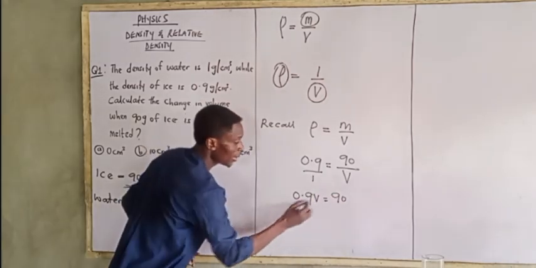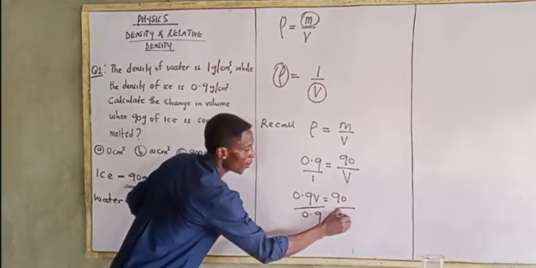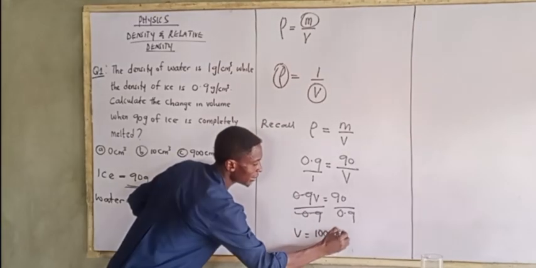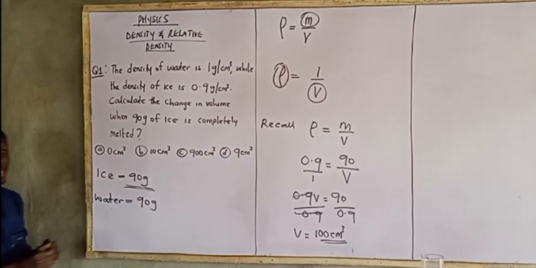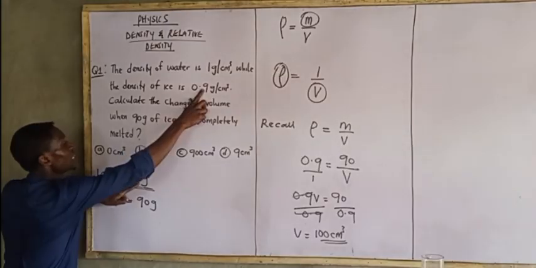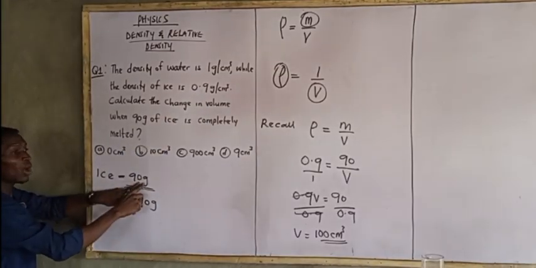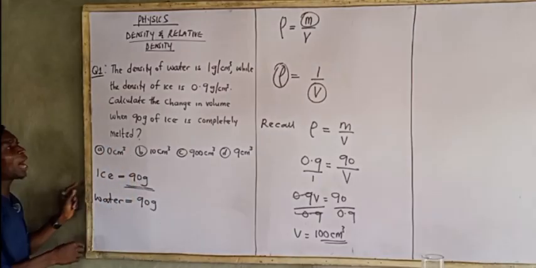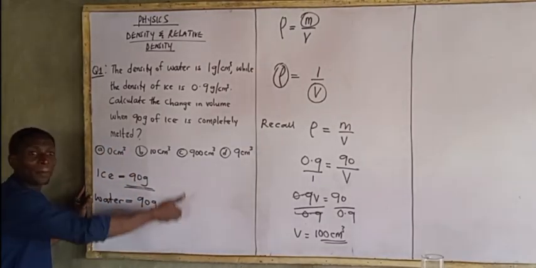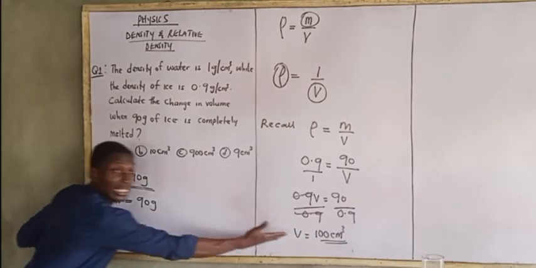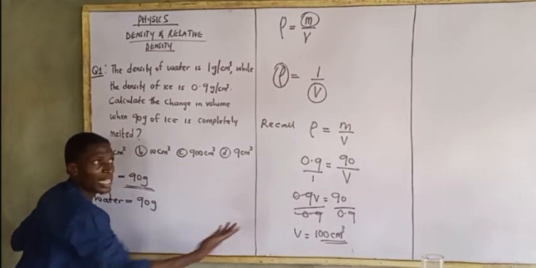Is that correct now? So let me divide both sides by 0.9. What do we have there? V is equal to 100 cm cube. So you know what that means? It means that for the ice block to weigh 90 grams, knowing this is the density of ice, then ice at 90 grams automatically has a volume of 100 cm cube. Now let's see what happens to that ice when it has completely melted to water. Of course, we should expect a change in the volume. Shouldn't we? Yes, we should.